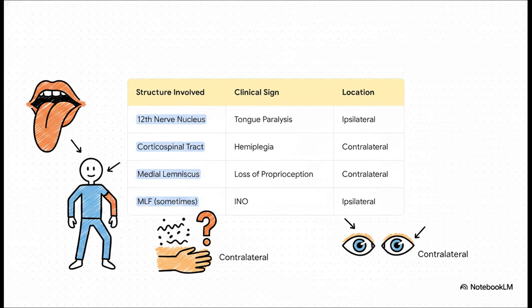The classic presentation is an ipsilateral 12th nerve palsy, so the tongue deviates toward the site of the lesion. Then, on the contralateral side, you get hemiplegia from the corticospinal tract and loss of proprioception and vibration from the medial lemniscus. Sometimes the medial longitudinal fasciculus can be involved too, which can lead to an ipsilateral internuclear ophthalmoplegia, and that's a concept we need to unpack right now.